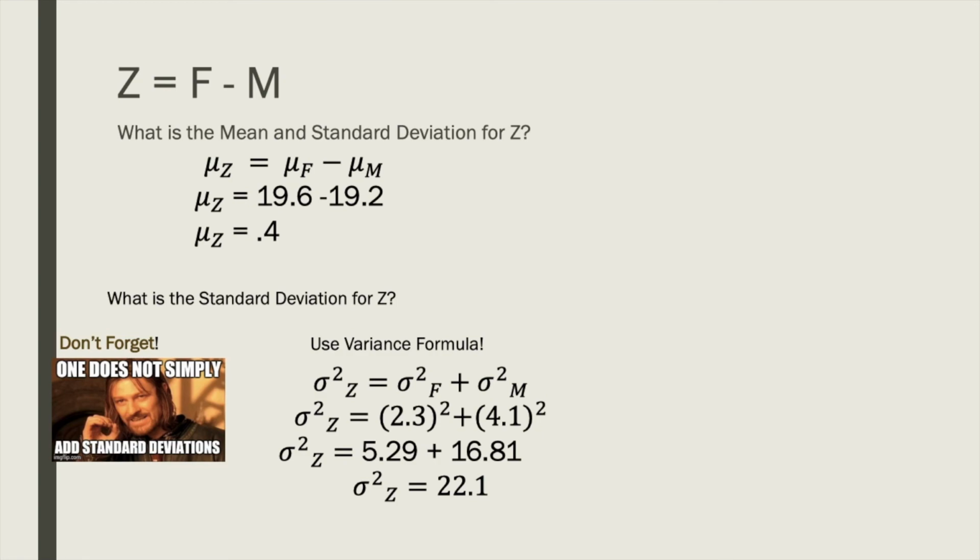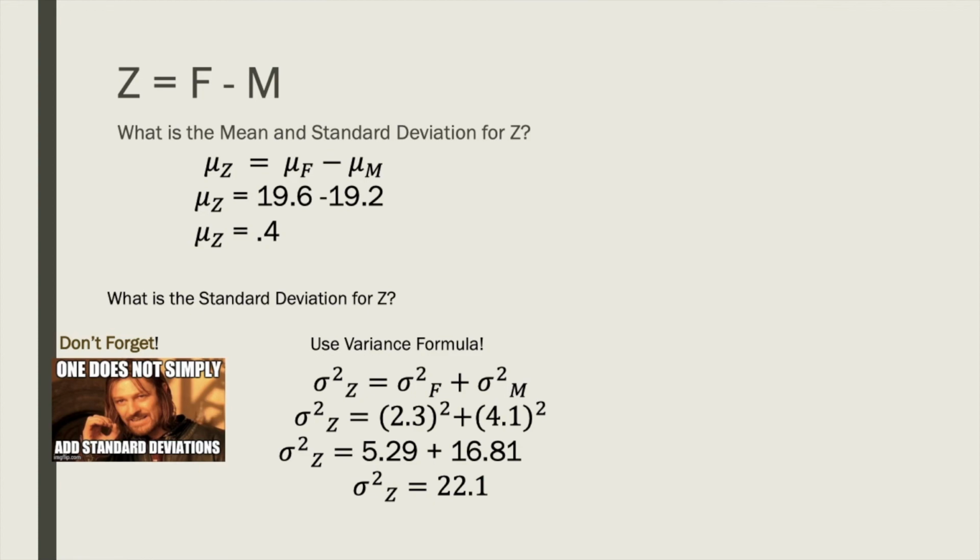Notice I'm still adding variances even though I'm subtracting the random variables. So I plug my items in for that, and the sigma for females was 2.3 and the sigma for males was 4.1. But I have to square both of those to make them variances because they were standard deviations to begin with. So I square them and add them. Using proper order of operations, you always square things before you add them. So I have to square them first, then add them, and I end up with a variance of 22.1.